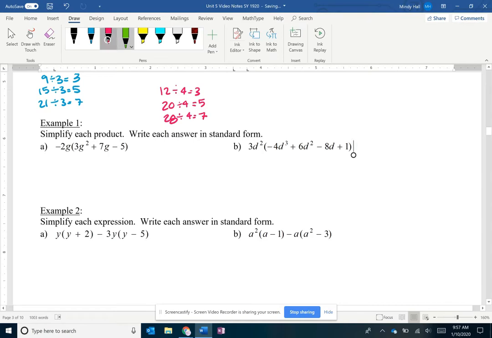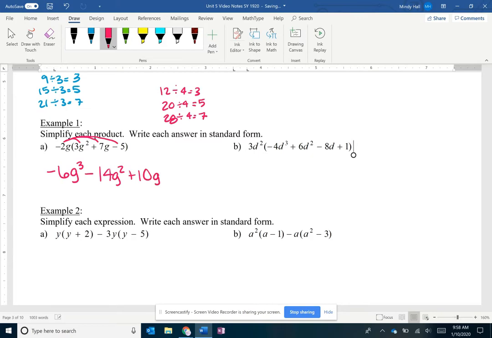So we are going to multiply again. Yay! So starting with negative 2g times 3g squared, that would be negative 2 times 3, which is negative 6. And then g squared times g, remember we're just going to add, so that's going to be g cubed. Then negative 2g times positive 7g would give us a negative 14 because negative 2 times 7. And then g times g is g squared. And then last but not least, negative 2g times negative 5. Negative 5 times negative 2 gives us a positive 10. And then we just keep the g. And we have it in standard form, so we are good to go.